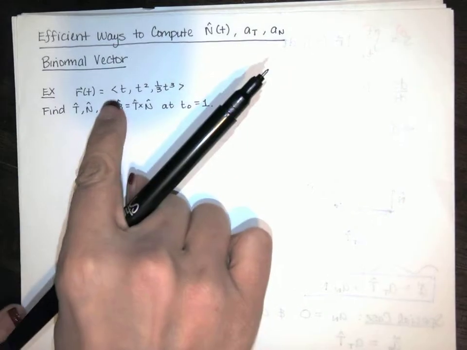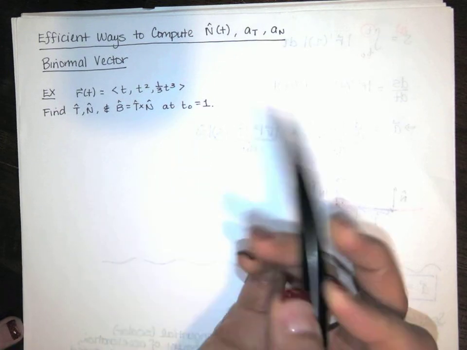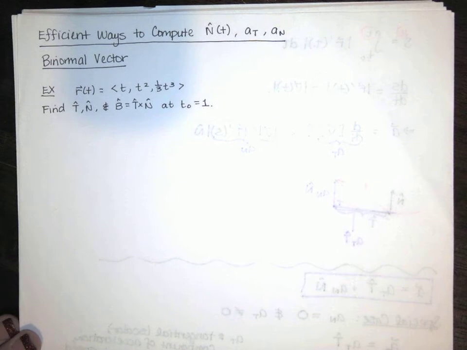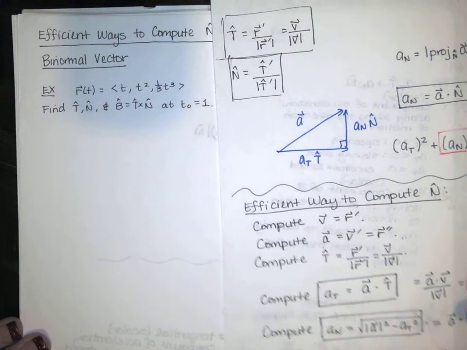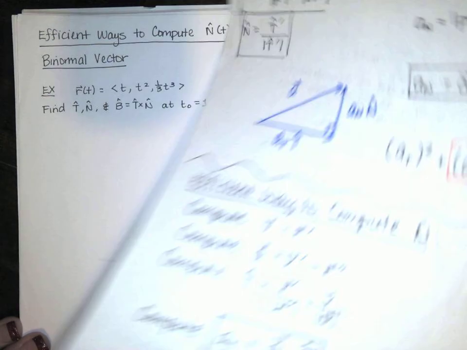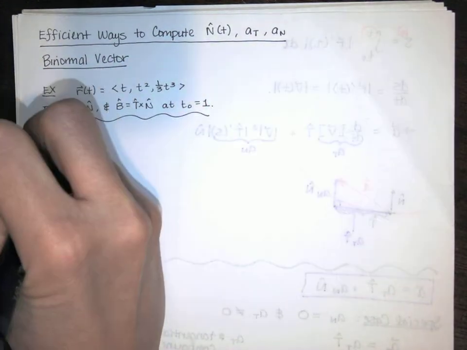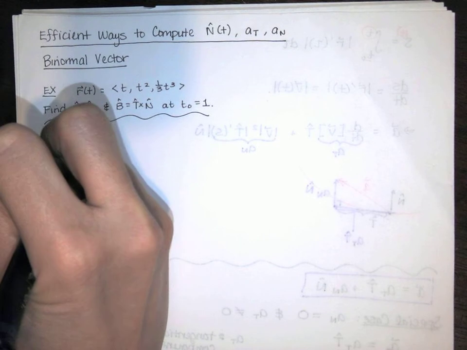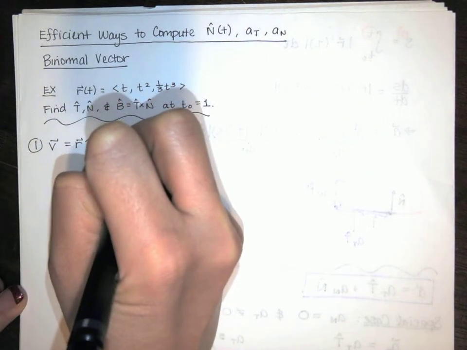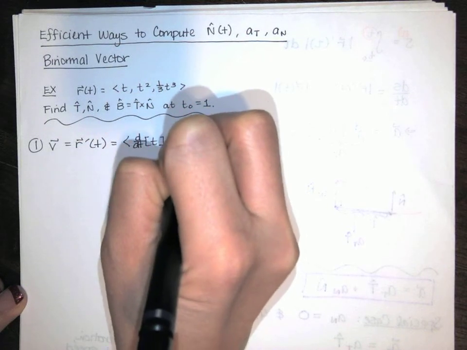Okay, so let's say this is our r of t, and we want to find t hat, n hat, and b hat at a particular t value. So we're going to use our list to find n hat as efficiently as possible. Okay, so the first thing I want to do is find the velocity vector. Velocity is just the derivative of position. And so you just take the derivative of the vector component by component. Very easy.